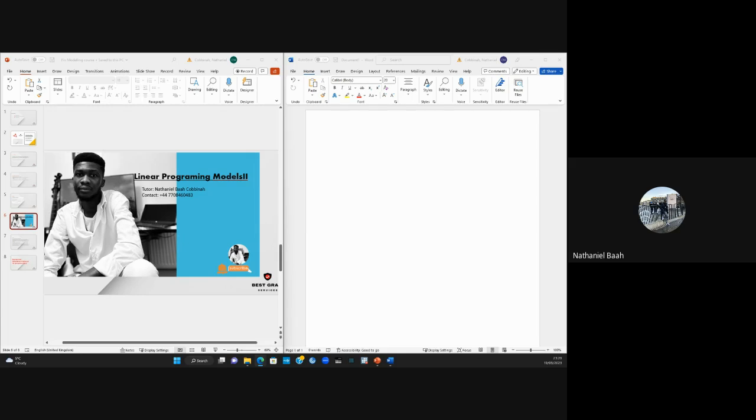So in part one, what we did was to learn how to formulate and solve a linear optimization model. But in this session, again, we are going to learn how to formulate and solve a linear optimization model, but in this series, given a word problem format. Also, we will learn how to formulate and solve linear optimization models using Excel.